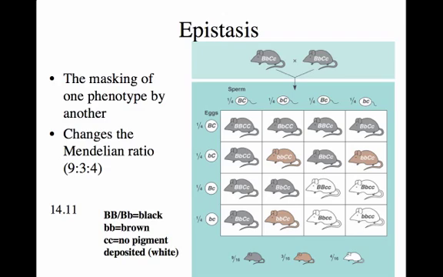In this case, this mouse is homozygous recessive for the little c allele, and if you're homozygous recessive, then no pigment is deposited into your fur. So even though the pigment's being made, the mouse looks white because its genotype at this C locus masks the phenotype of the other. And this masking of one phenotype by another is called epistasis.